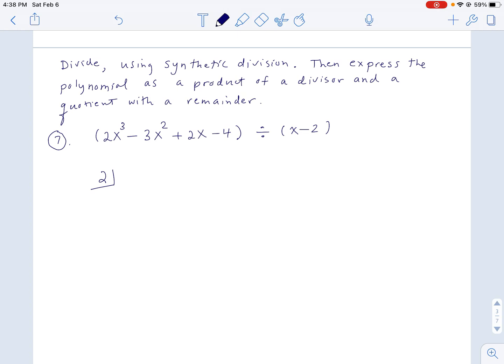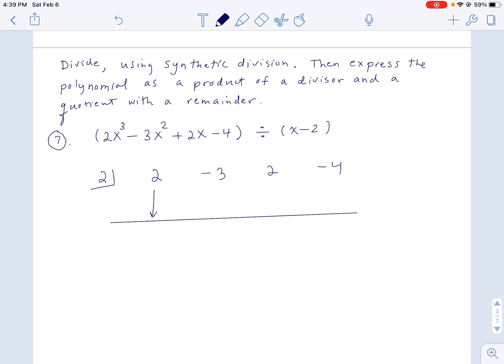And then to the right of that, you take the coefficients of the polynomial you're dividing. Since it's 2x cubed minus 3x squared plus 2x minus 4, I just take the numbers in front of the x's. So I would write out 2, negative 3, 2, negative 4, and again, leave myself a little space below those numbers and draw a straight line. And then I do the same algorithm I went through with the synthetic substitution.